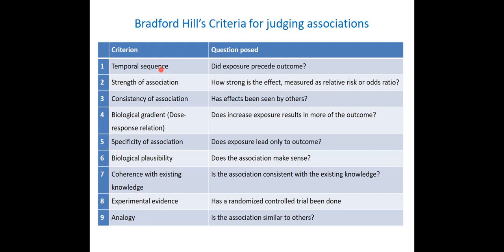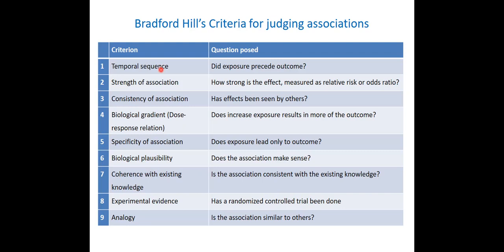The third one is consistency of association. If work was done and you get something, and later another person does the work and doesn't get the same thing, be careful. But if several studies have been done over and over and over again, and they are pointing to the same thing, then I see that as number three, consistency of the association, as found by others.